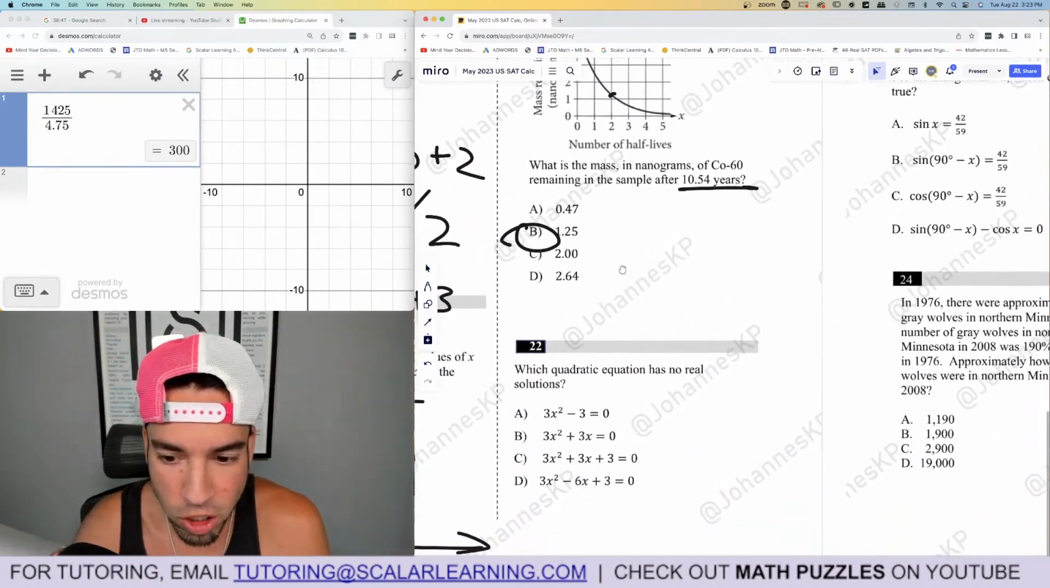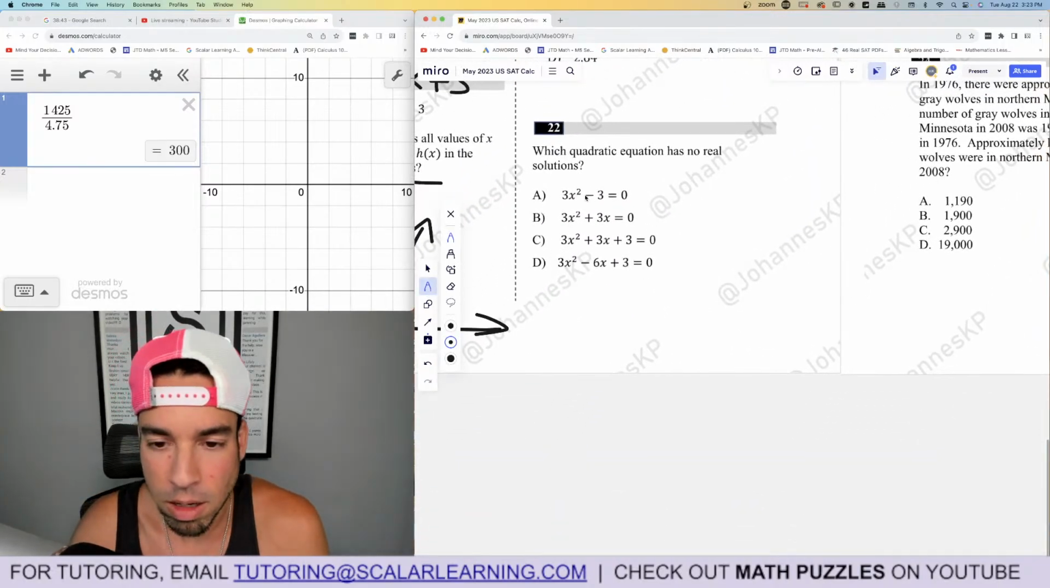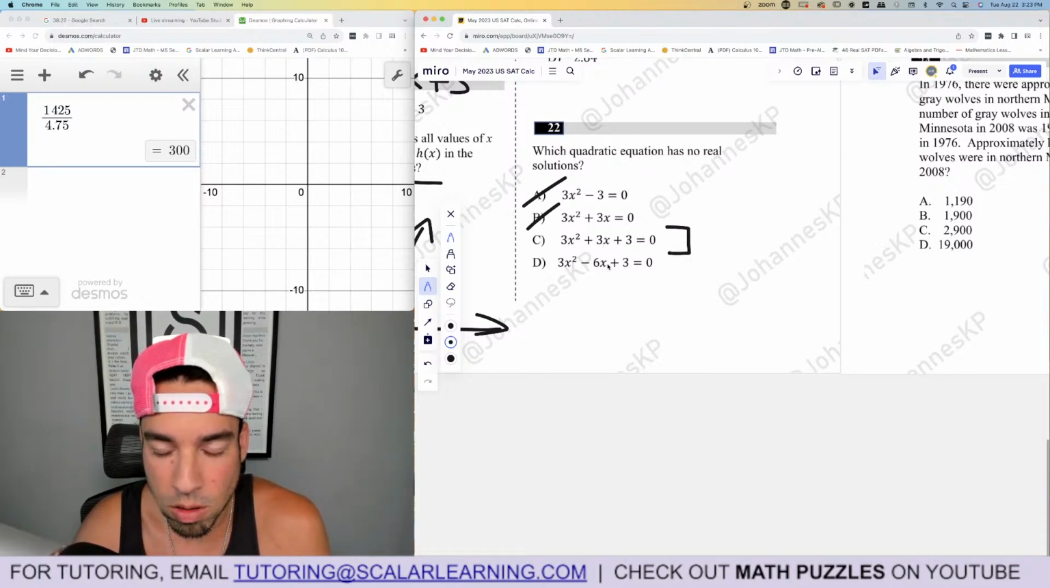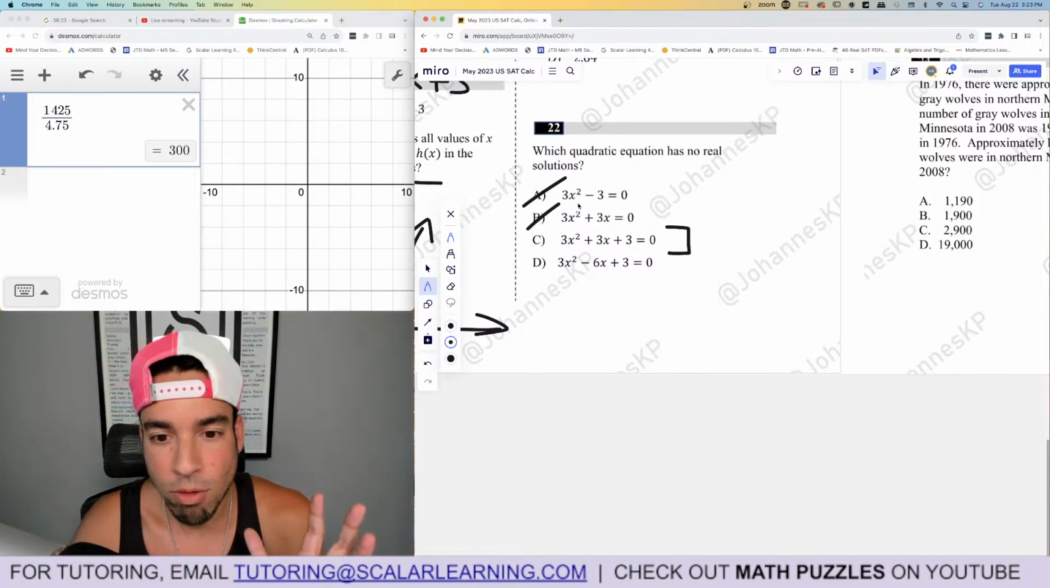Which quadratic equation has no real solutions? Let's see. This one will, because x can be 1 or negative 1. This one will, 0. This one probably is the answer. And then this one probably... Okay, now we have to check between these two. So I've already eliminated those two.